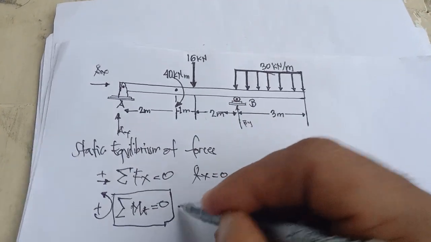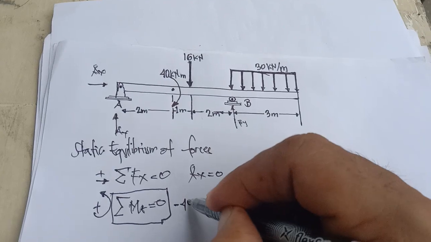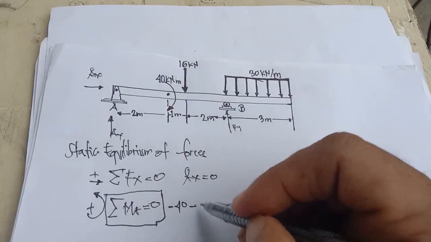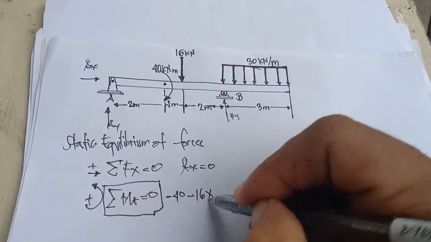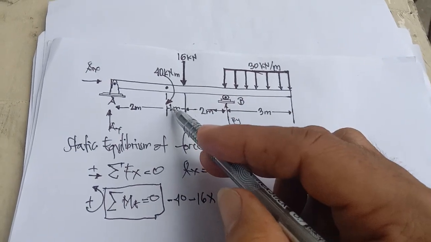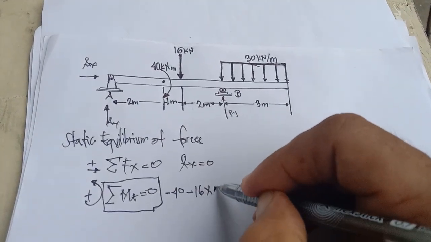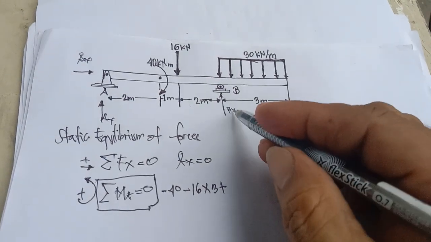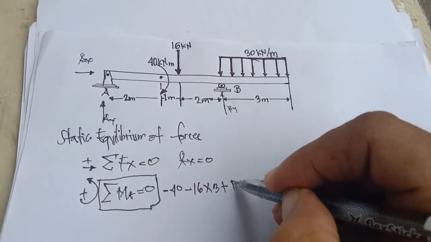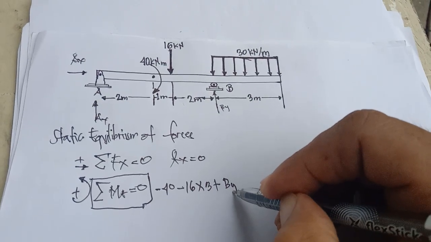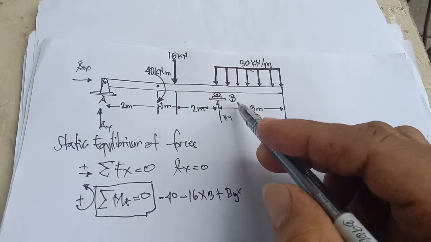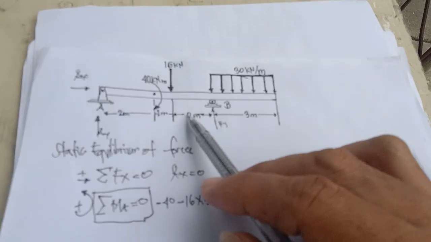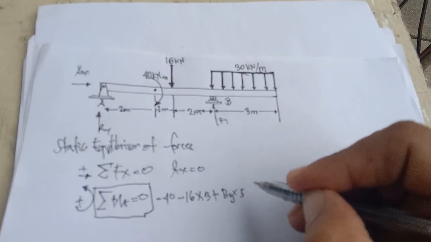40 kilonewtons minus negative 16 kilonewton times 3, 1 meter plus 2 is equal to 3, times 3, plus BY times BY from E to B, which is 1 plus 2 plus 2 is equal to 5, times 5.